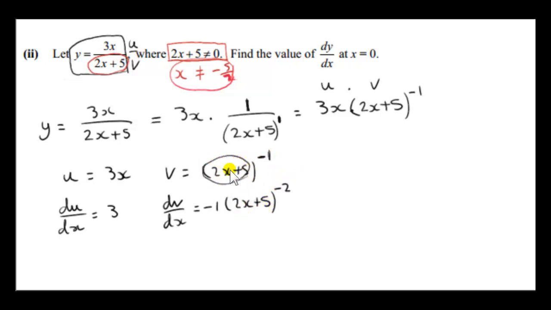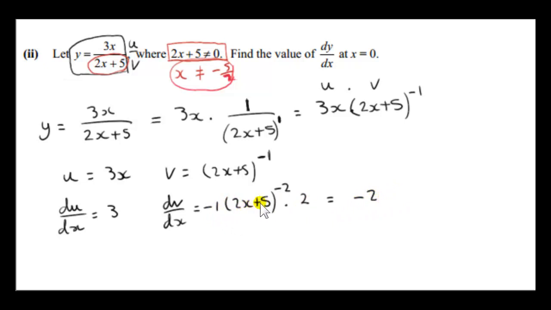Treat this thing as a single term. Say x to the power minus 1 would give us minus 1x to the power minus 2. Okay. The second step in the chain rule is to differentiate 2x plus 5. The derivative of 2x is 2. The derivative of 5 is 0. So we have 2 times the minus 1. That gives us minus 2 times this thing here.